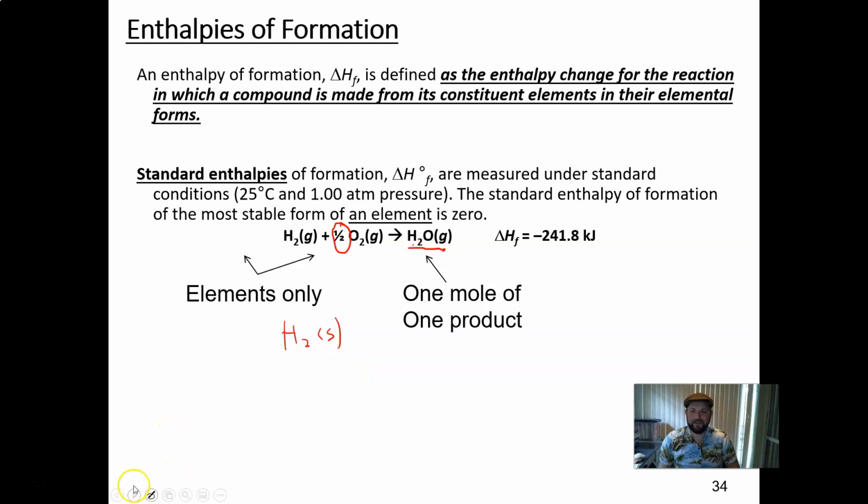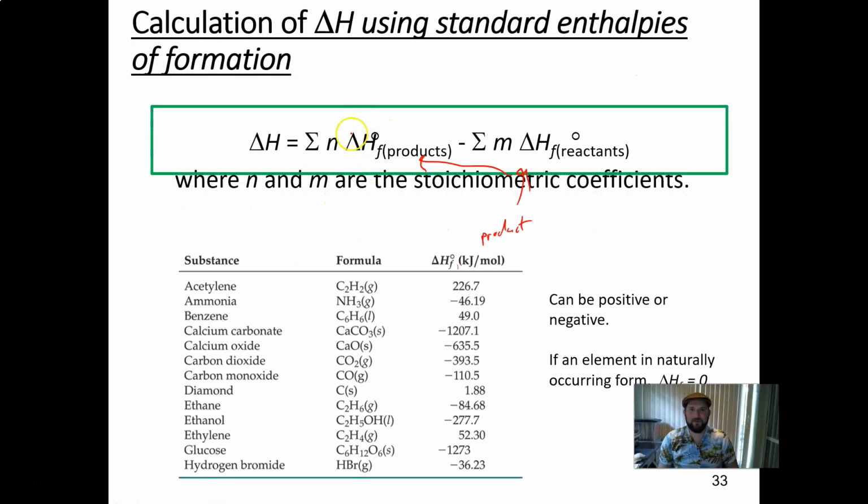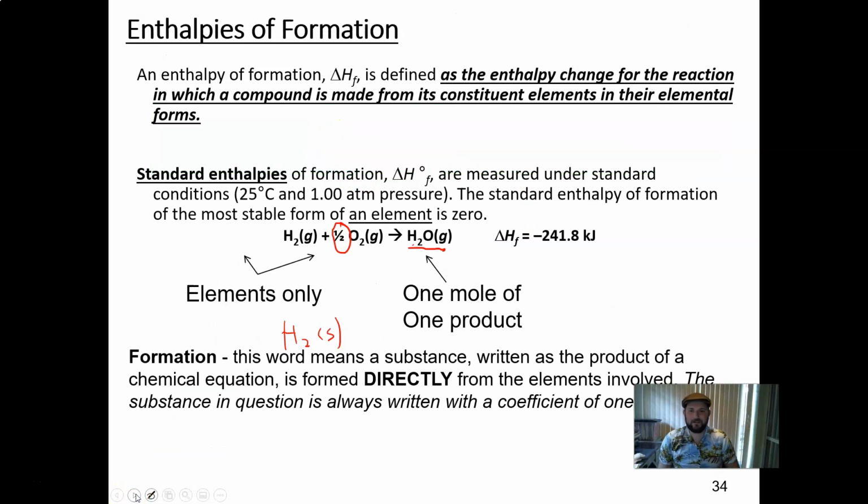Anyway, remember, this is just one of those delta H values that you might have. If you have this, this would be one of these delta H values. You'd have to multiply by its coefficient. So let's look at an example of this.